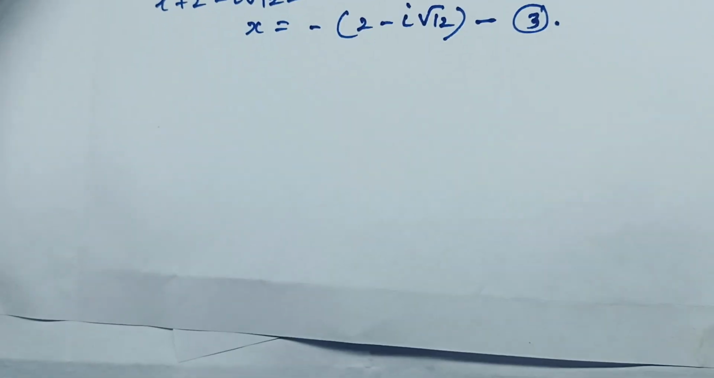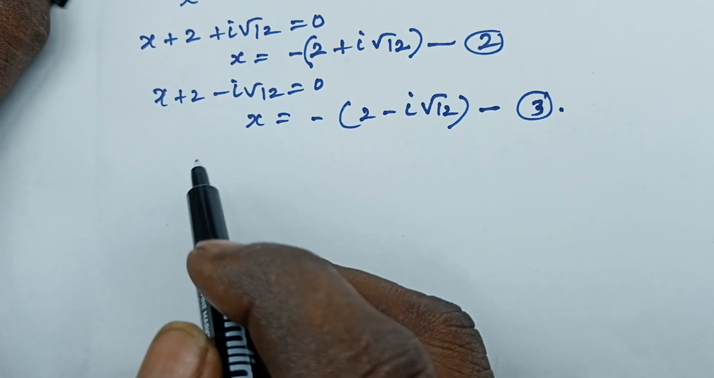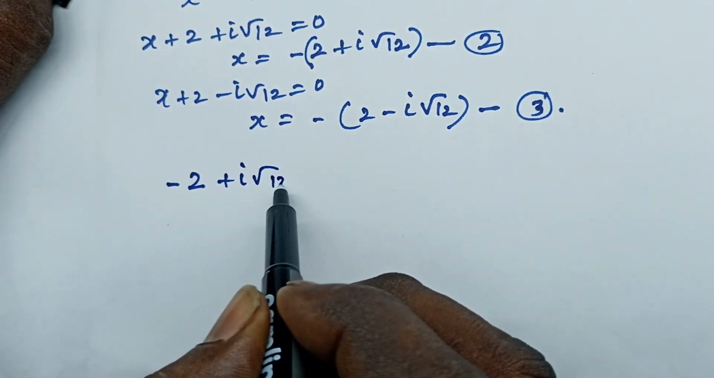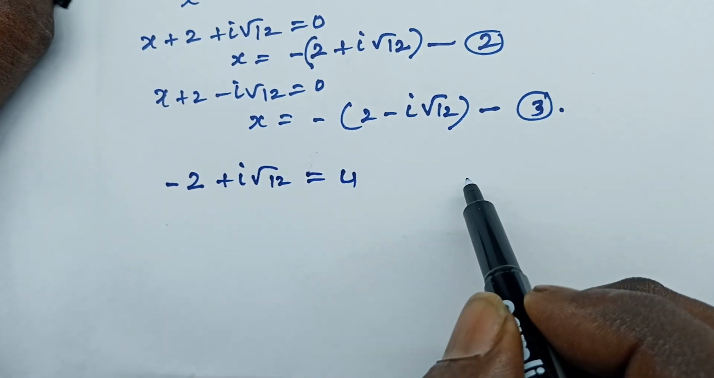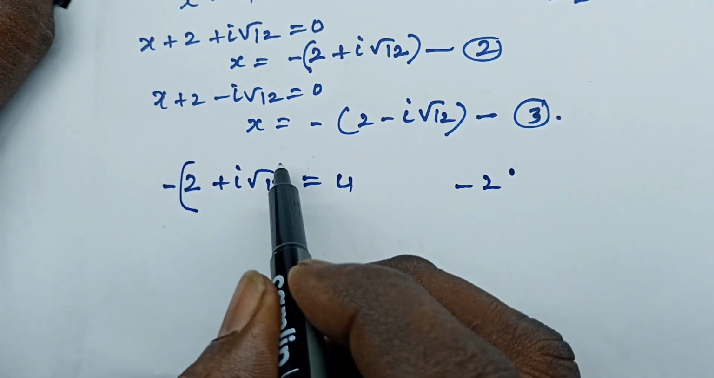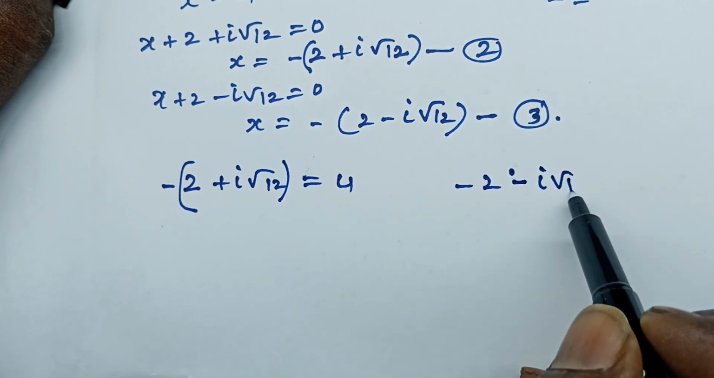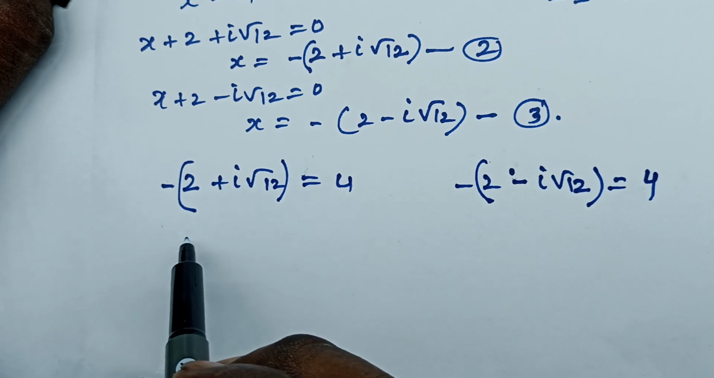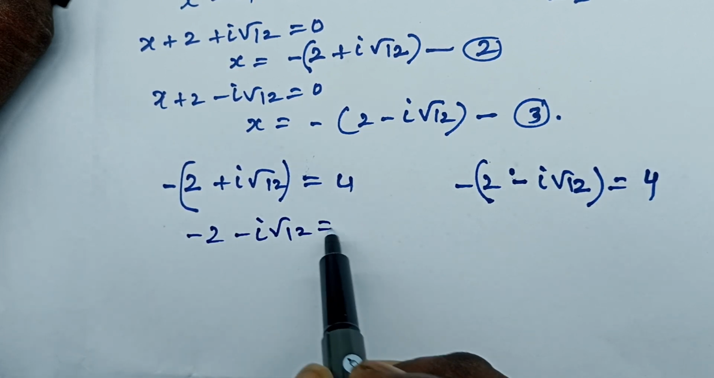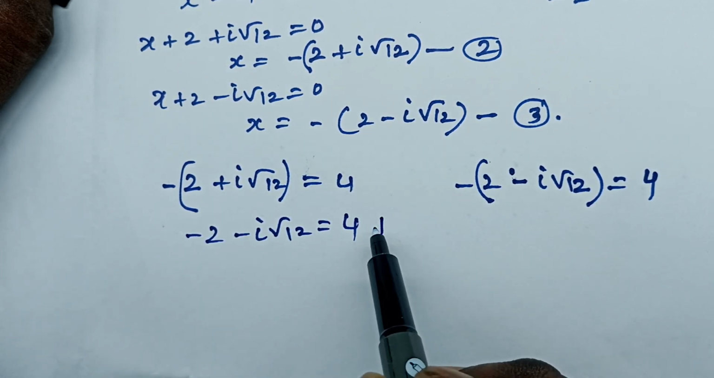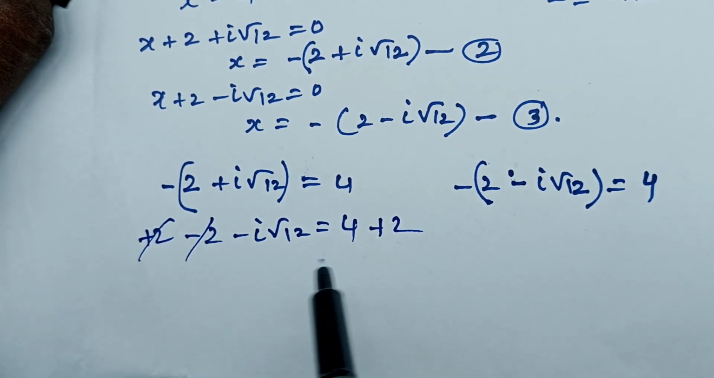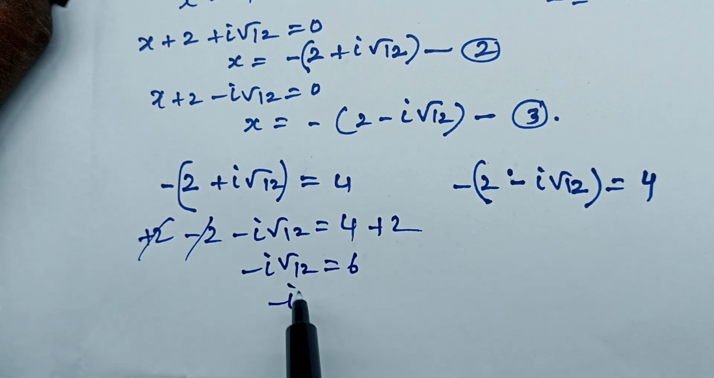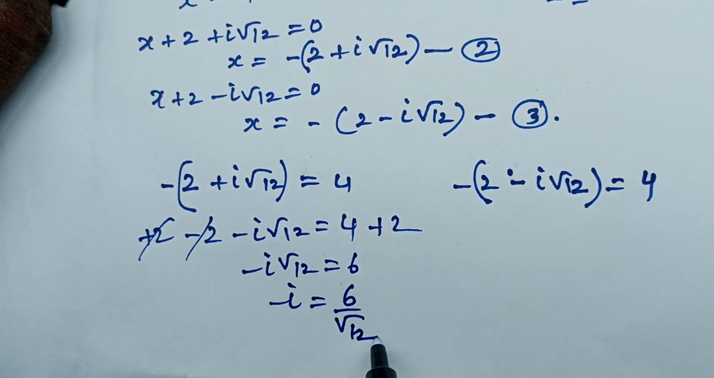Now verify the value. Minus 2 plus i root 12 equal to 4. Here minus 2 minus i root 12 equal to 4. So minus 2, adding to both sides, so minus i root 12 equal to 6. Minus i equal to 6 by root 12.